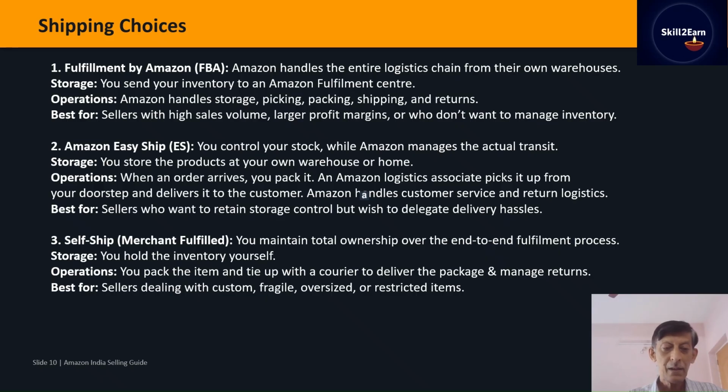Number three is self-shipping, which is merchant fulfilled. So you maintain total ownership over the end-to-end fulfillment process. That is, you hold the inventory also. You manage your own inventory, you manage your own logistics, tie up with a courier, deliveries, returns, everything you will have to manage. So that is the third shipping process.